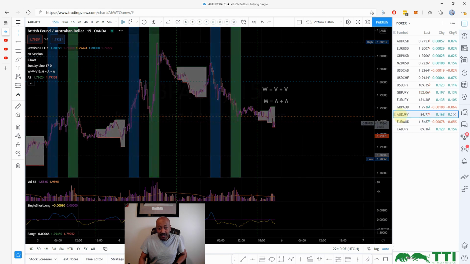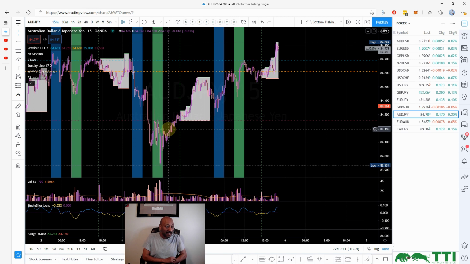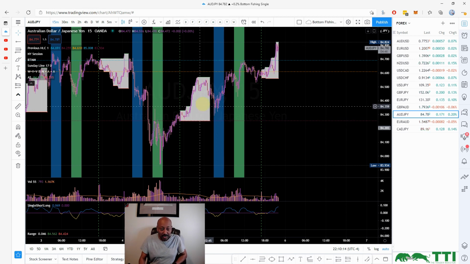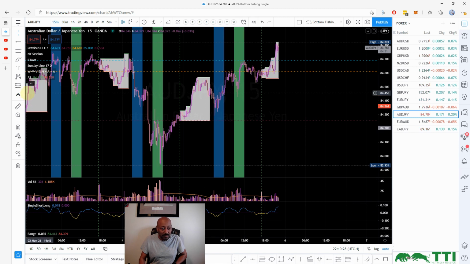Aussie yen, similar thing. So level 2, I was expecting that during the London session we were at level 2. Level 1, we got our V formation, level 2 entry, and from that level 2 entry, if we measure from that level 2 entry, it was only about 25 pips.